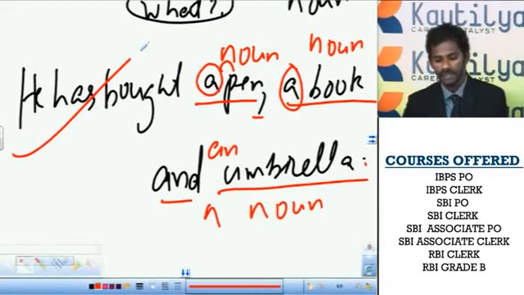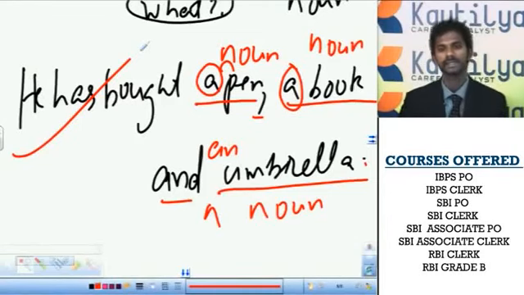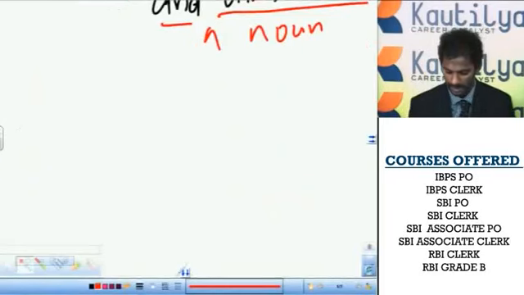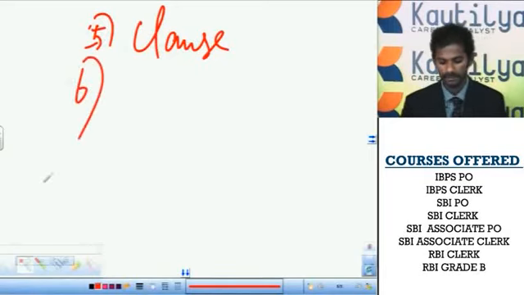Clear? So we discussed 4 concepts in parallelism. First one is gerund. Second one is infinitive. Third is single word. Fourth one is part of speech. Right? Now the 5th concept in parallelism is clause. Clause. I'll tell you what. 6th concept is tense consistency.